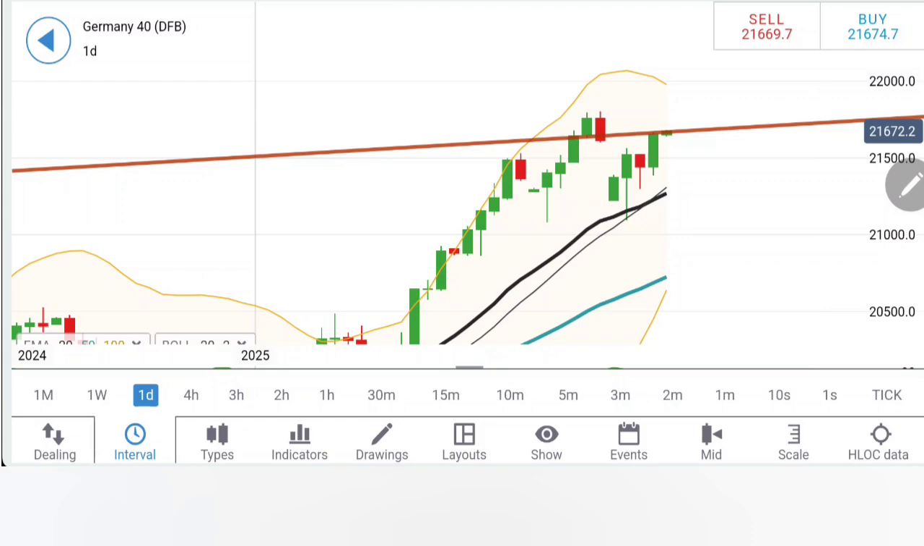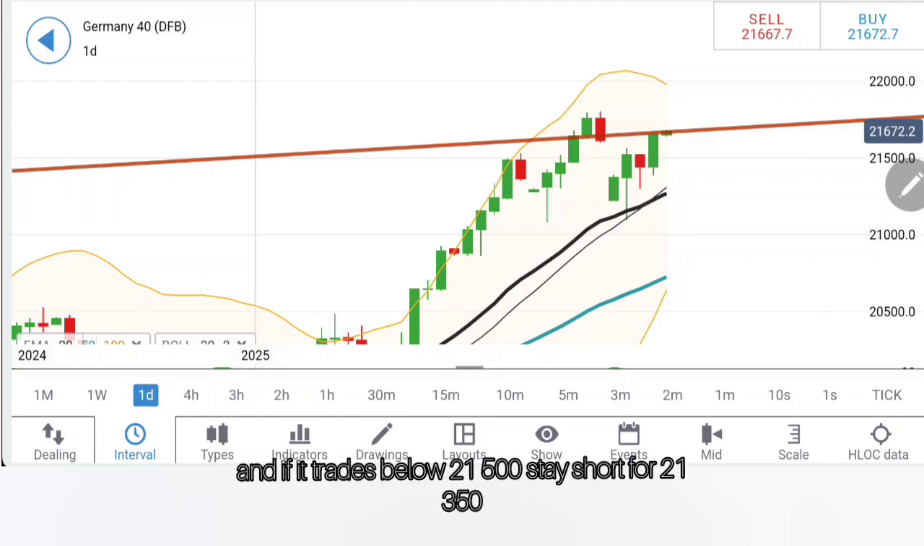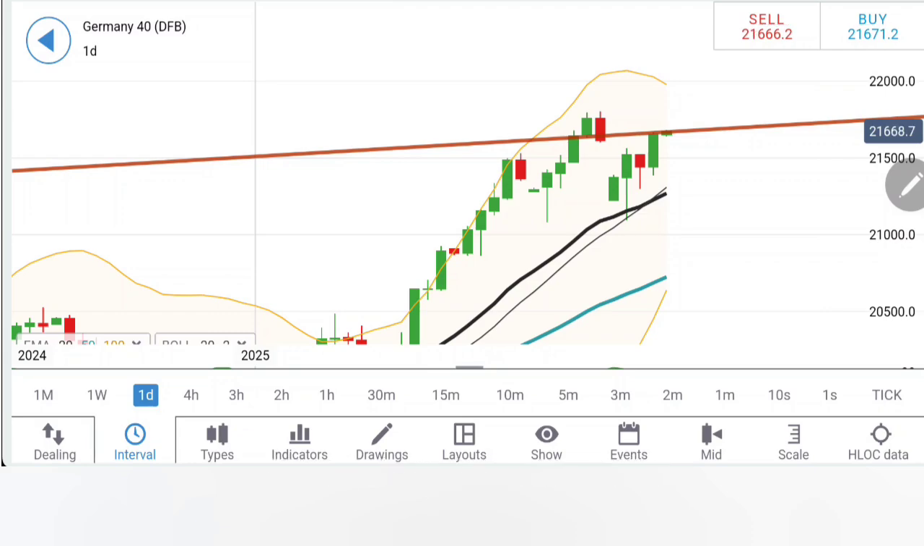On the downside, I will recommend a selling entry now at 21,640, expect 21,600 as the first target, 21,575, 21,500, and if it trades below 21,500, stay short for 21,350 and 21,300 levels very, very soon. Take your trades, take your positions accordingly.